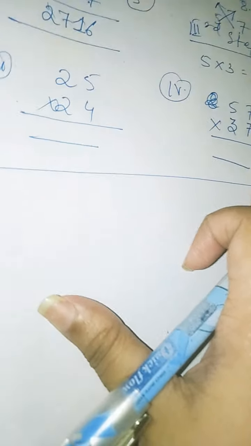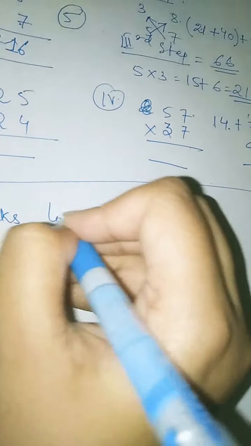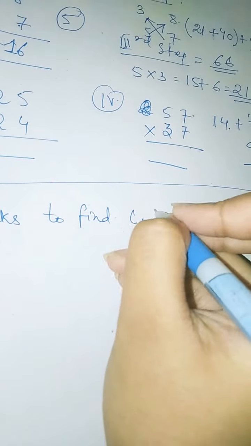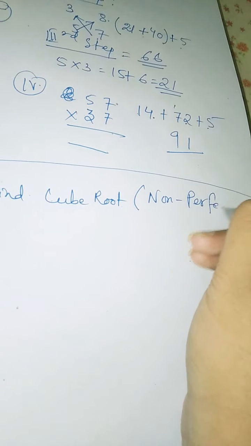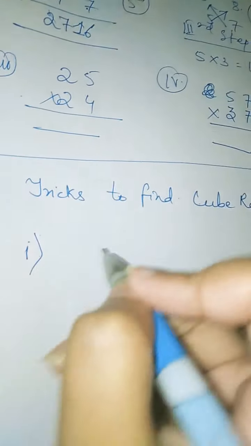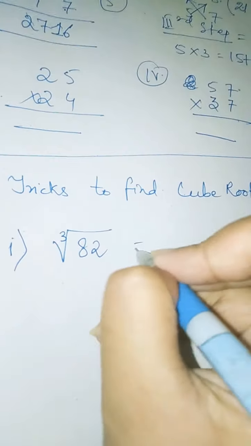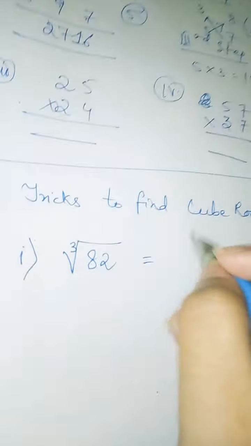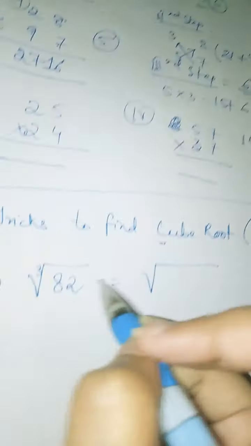Now I am going to tell you the tricks to find cube root. Yes, it is also for a non-perfect cube root number. So just take one example, cube root of 82. What we will do in this case is very similar to the square root, but its formula is a little different. The process is the same.